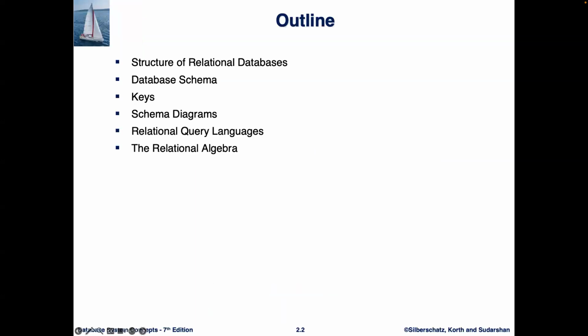So this is just the outline of this Chapter 2. First, we'll talk about structure of relational databases. Then we'll talk about database schema. Then we'll talk about some keys and then schema diagrams. In our next lecture, we'll go over relational query languages and relational algebra.